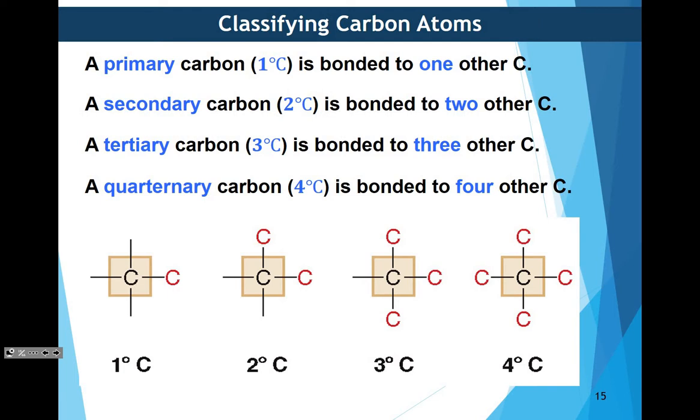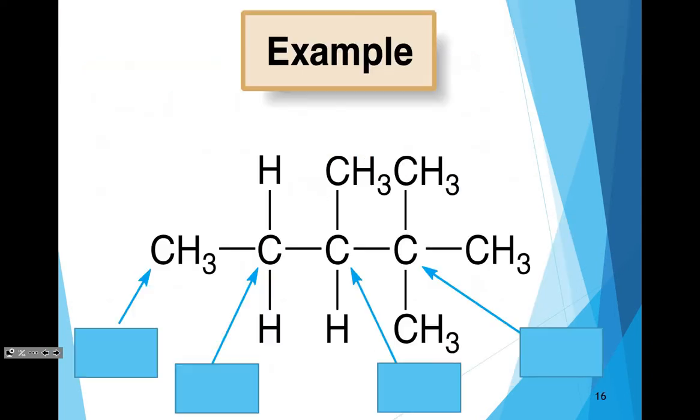Okay, so knowing that, there's a little diagram underneath that. I think I blanked out the 1, 2, 3, and 4 areas. Would you identify which one is a primary, secondary, tertiary, and quaternary carbon? Look up when you've made your decisions and written down what you think it is. We're going to check and see.